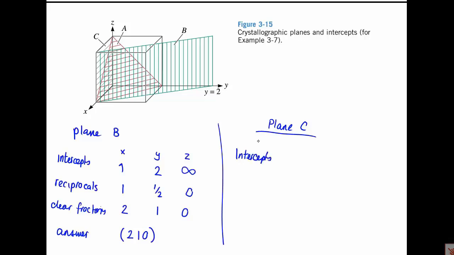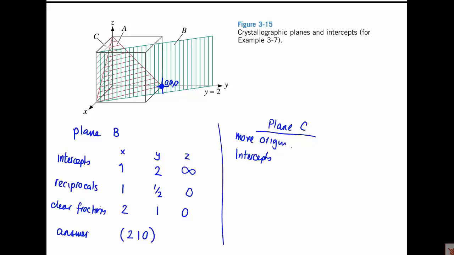Let's try to calculate the intercepts. Plane C is hatched in grey on this face here. We see that it cuts through the origin, so we cannot use this technique unless we move the origin. Let's move the origin to this point. This now represents the 0, 0, 0 for this analysis. So we have to move the origin.